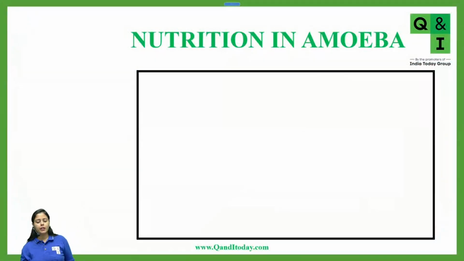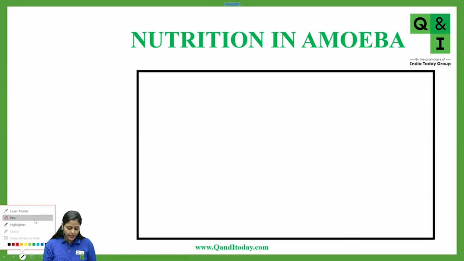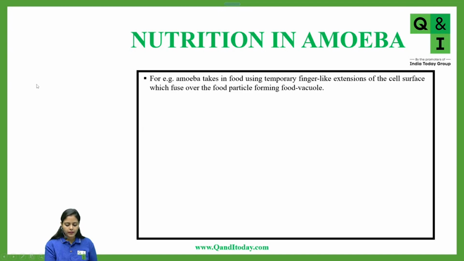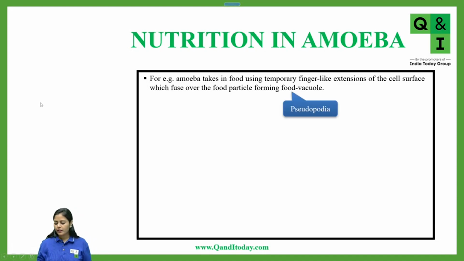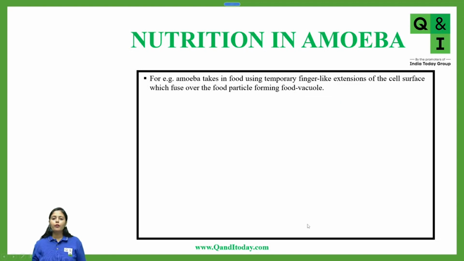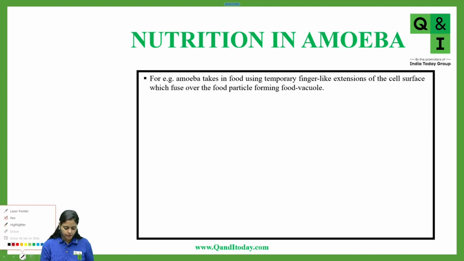First of all, nutrition in amoeba. Yesterday I told you about the 3 types of heterotrophic mode of nutrition. What were the three types of mode of nutrition? Saprophytic, parasitic, and holozoic. Now, if I ask you which mode of nutrition is performed by humans? Holozoic.